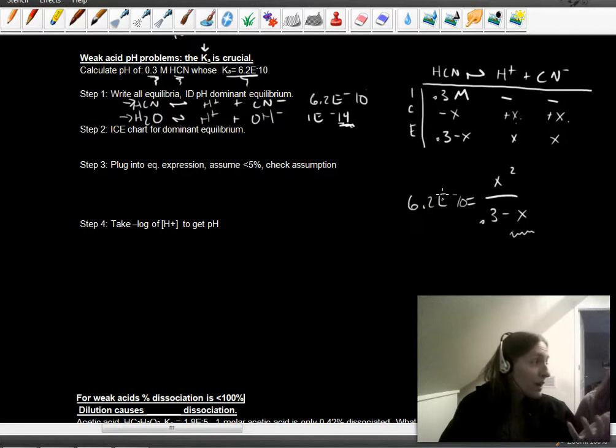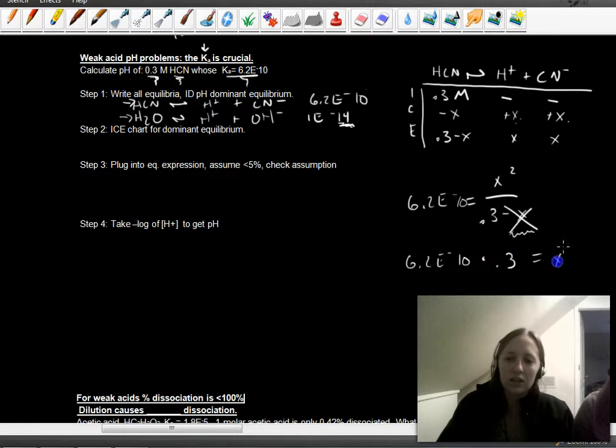And I'll try it and find out, yes, it is. In fact, it's 4.5%, so that's less than 5%. So you still have to check your assumption. So we can assume that that x is irrelevant, so then that's 6.2 e to the negative 10 times 0.3 equals x squared, and you square root both sides.